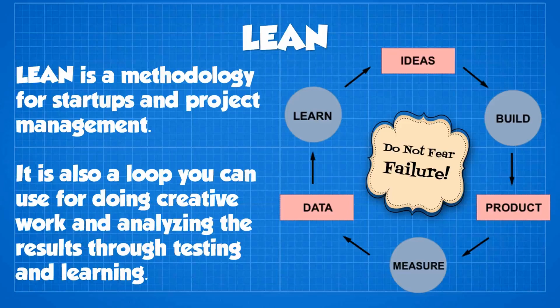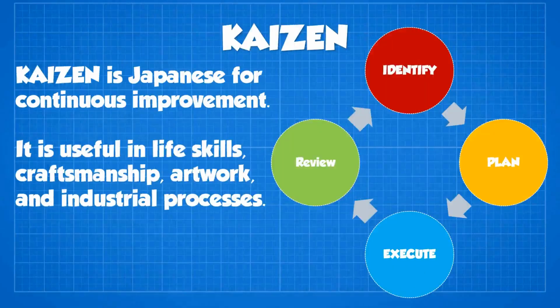When used by designers, it allows both creative and analytical methods to drive iteration. An important lesson of Lean is to fail fast. Find the shortest possible way to move from ideas to products and learn from each iteration. Kaizen is a Japanese word for continuous improvement. It literally means change for good.